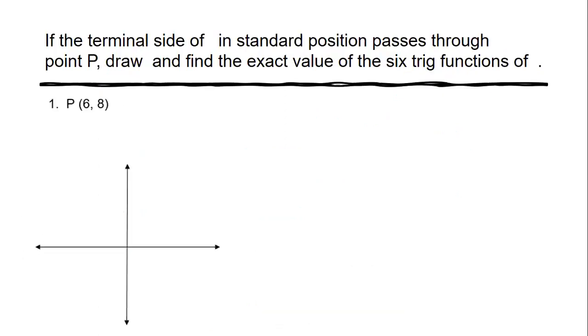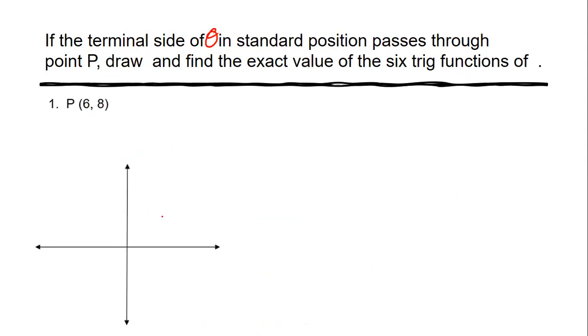All right. So it says if the terminal side of theta, my theta didn't make it, of an angle in standard position passes through point P, draw and find exact value of the 6 trig functions. Okay. So we have 6, 8.